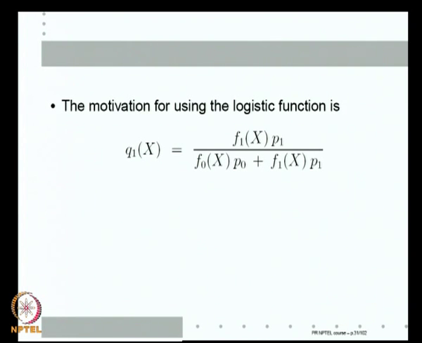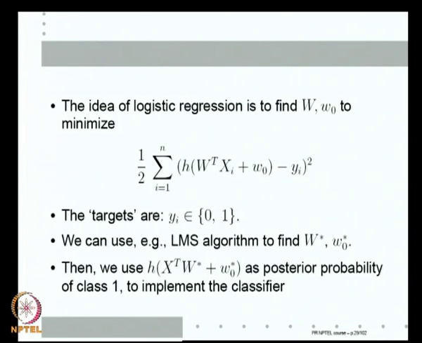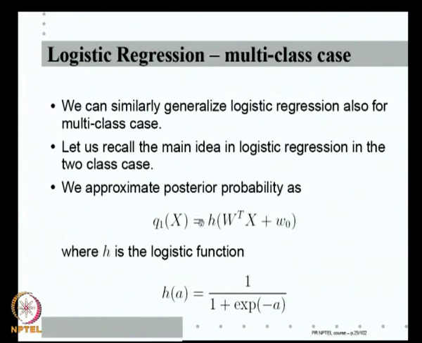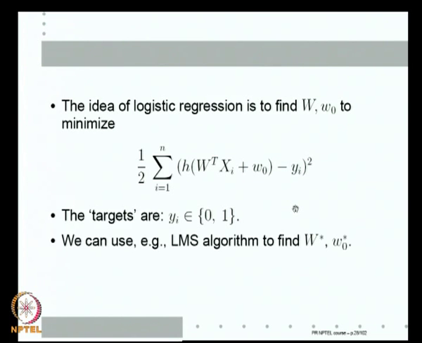So, the motivation. What are we doing in logistic regression? We are approximating the posterior probability by this logistic function. Now, why is it a good idea? Why do we think we can do it?